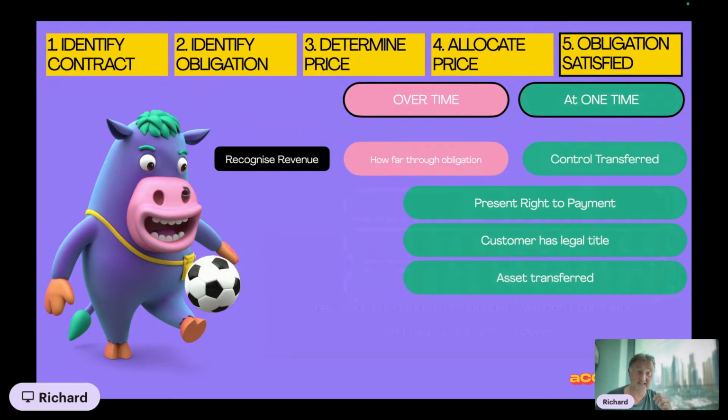If you've transferred the asset, you've sold the book, you've given it to them, then that's probably at one time as well, isn't it? And the customer takes on the risks and rewards. Basically, you've transferred control. Okay, so that's basically everything that I wanted to go through, and I just want to recap it all.